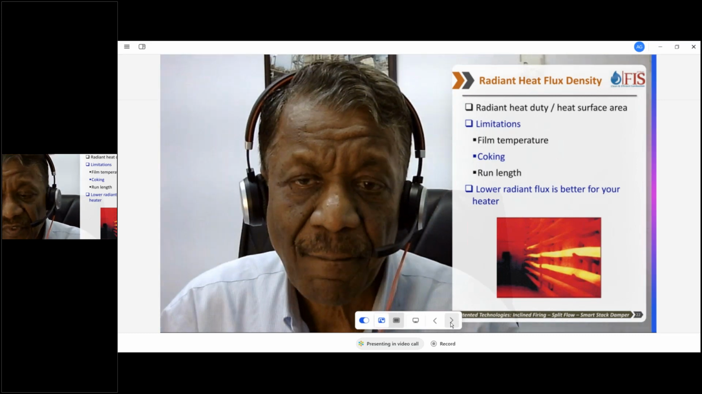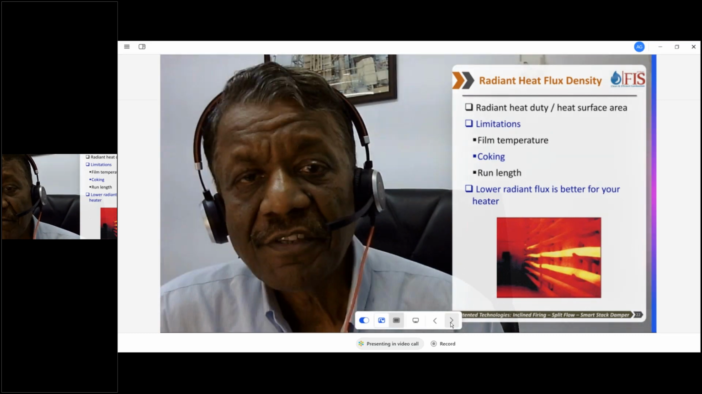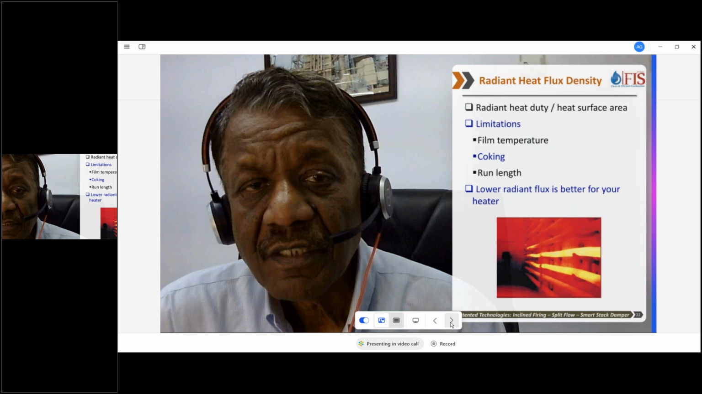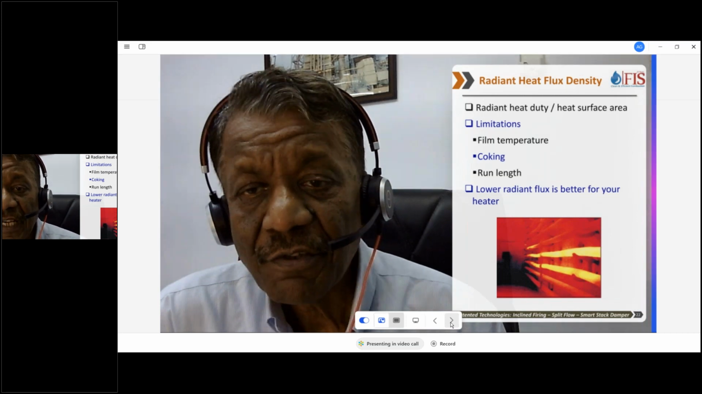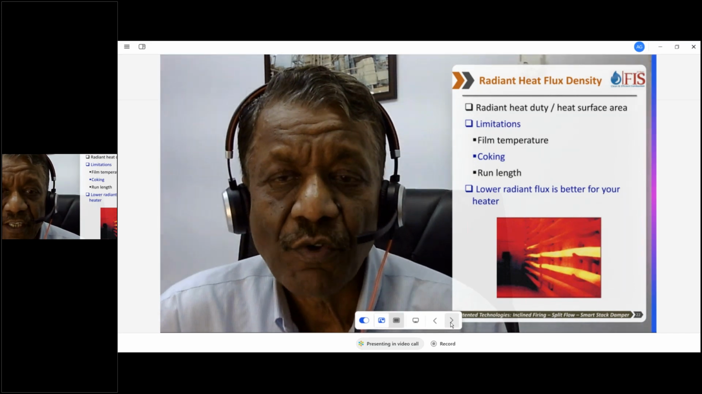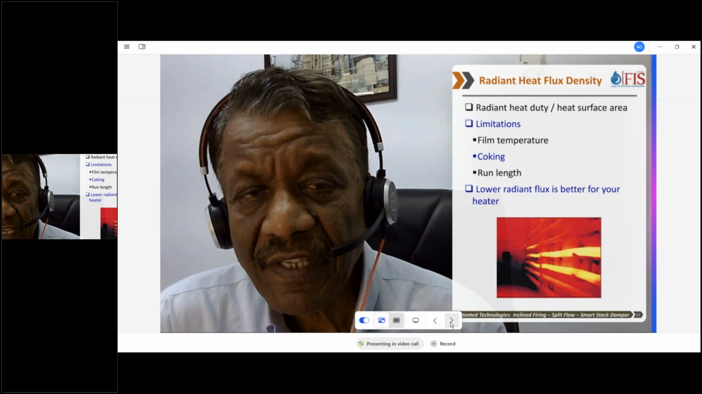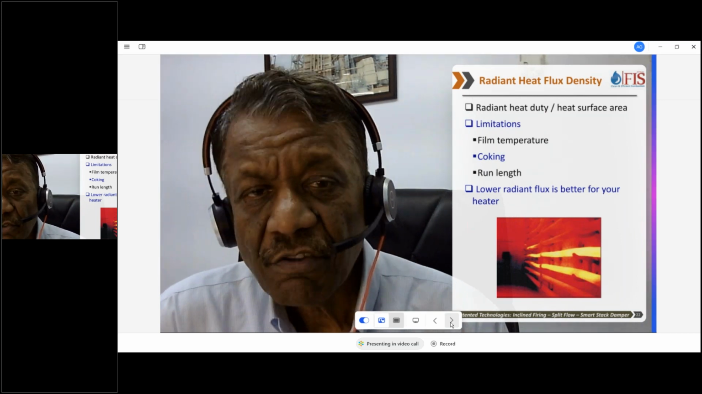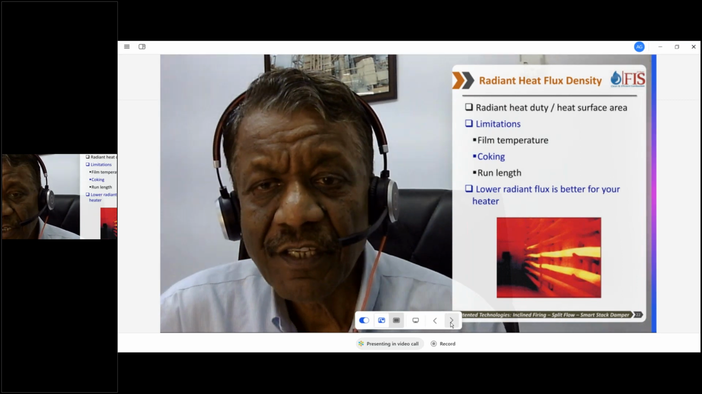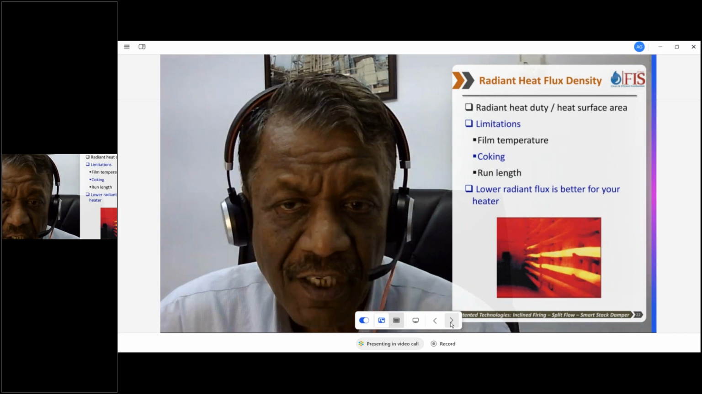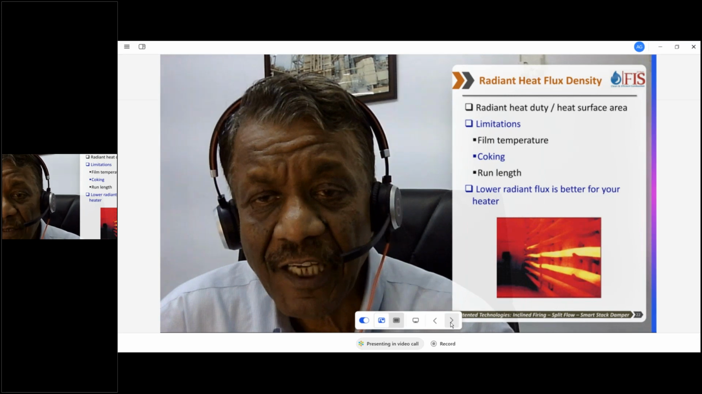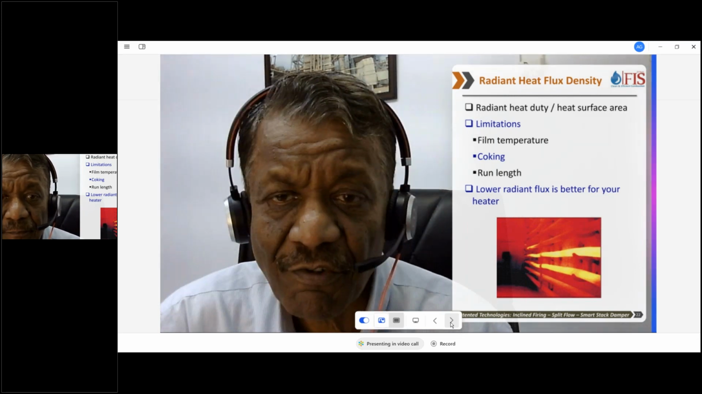And why do we need to define this or control the flux? Because we are processing hydrocarbons, and hydrocarbons are very sensitive. So as the film temperature goes up, the coking rate goes up. And when the coking rate goes up, the run length of the heater goes down. So we want to make sure that your heater runs for a certain amount of time. It could be 2 years, it could be 4 years, it could be 8 years.